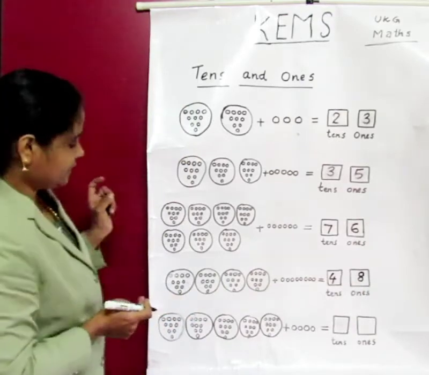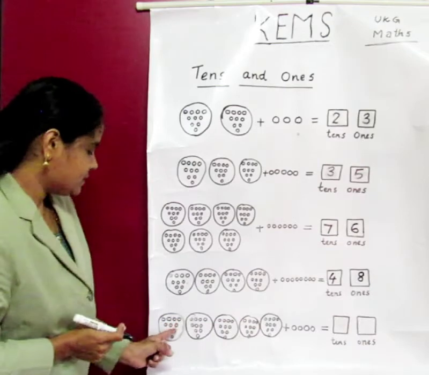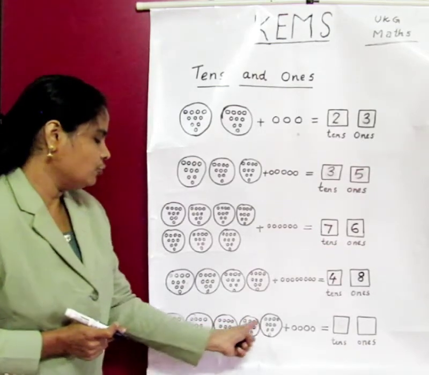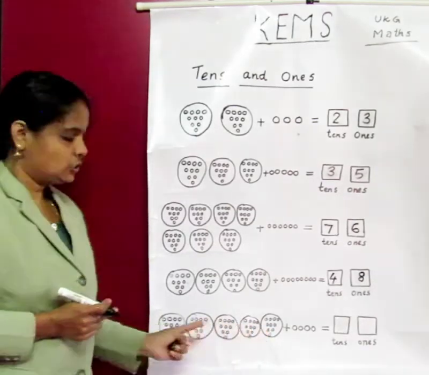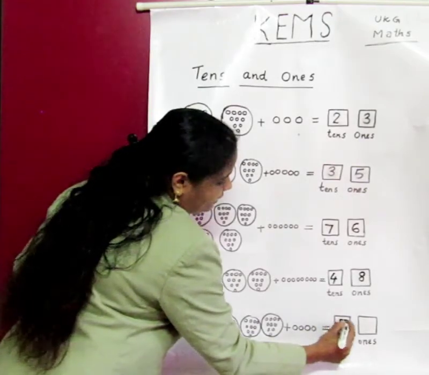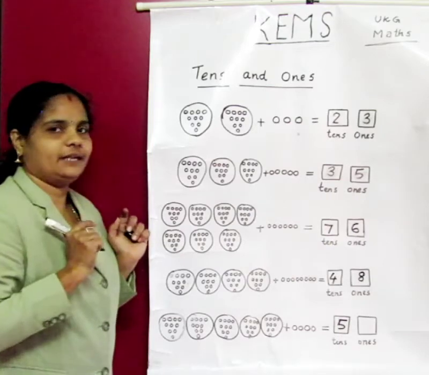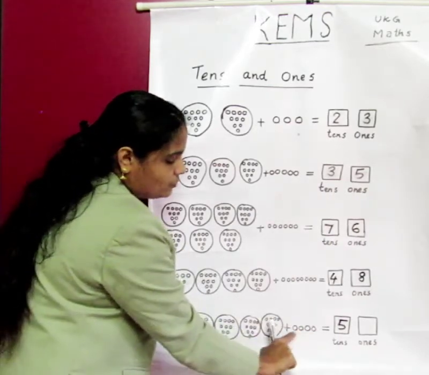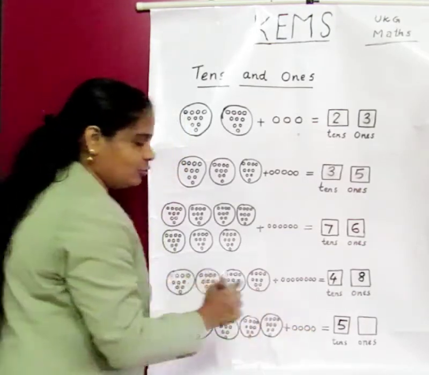Clear? Then last one. How many group of tens? 1, 2, 3, 4, 5. 5 group of tens. So, 5 tens. Children, 5 tens are 50. Then, how many ones? 1, 2, 3, 4. 4 ones.